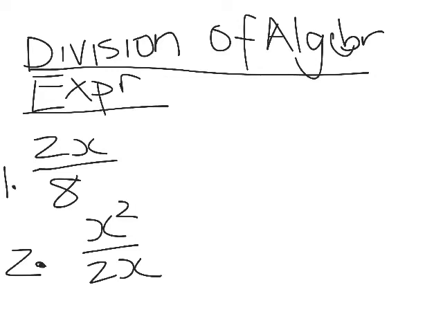So we're talking about the division of algebraic expressions, okay? What we have here is an algebraic expression. It's a monomial, 2x over 8. I want to look at this example, okay? So the idea is to simplify.